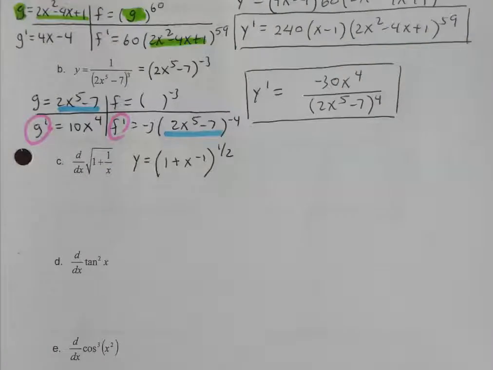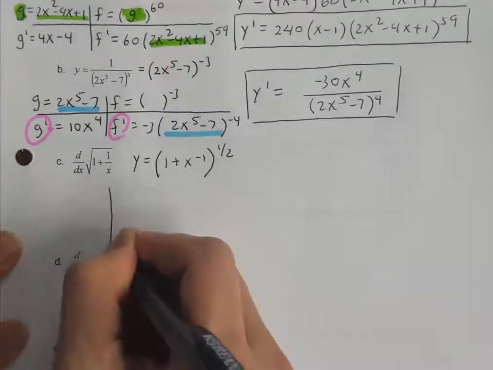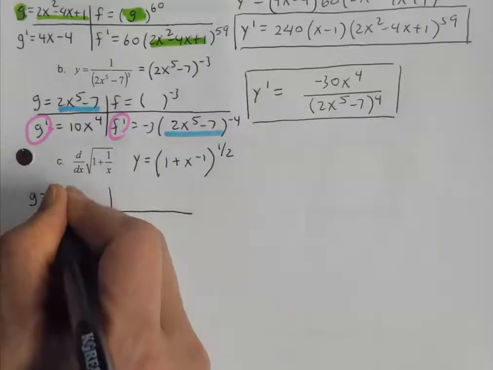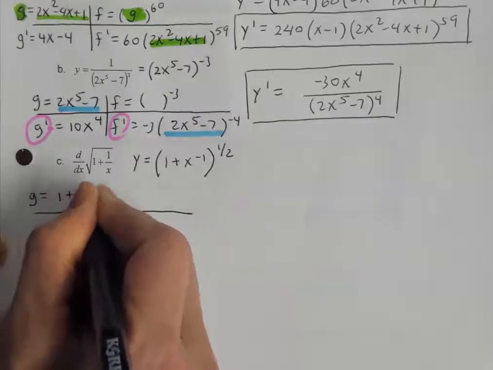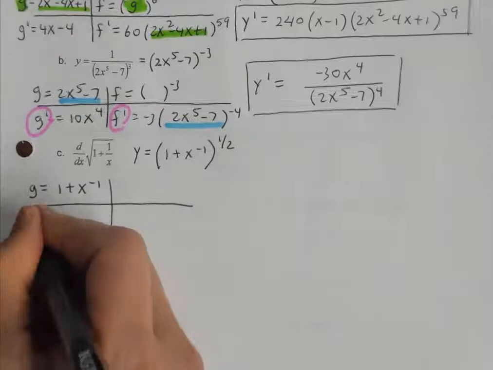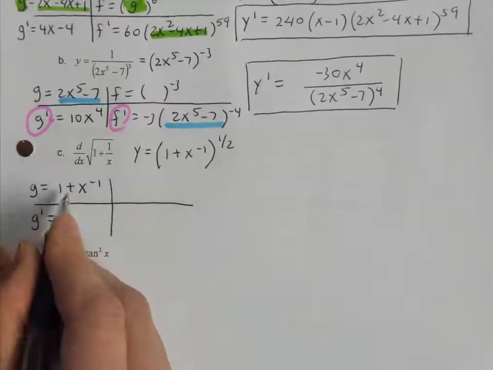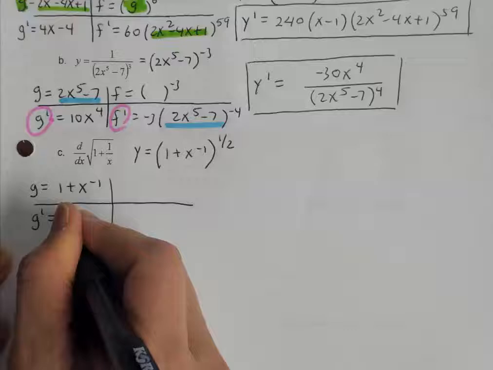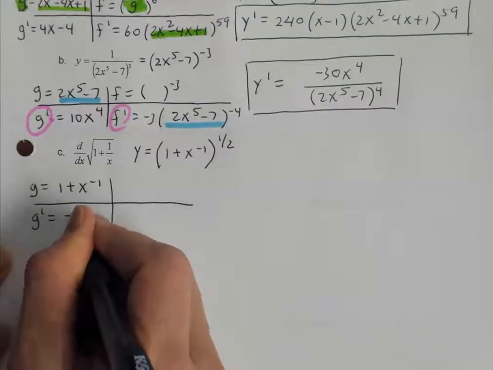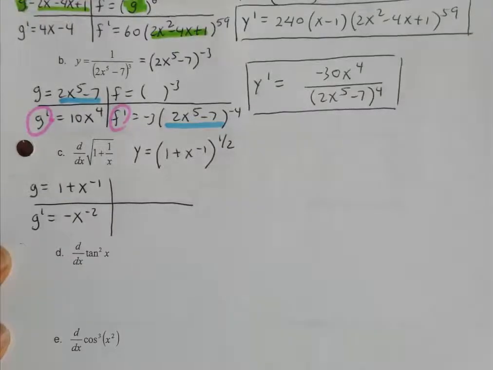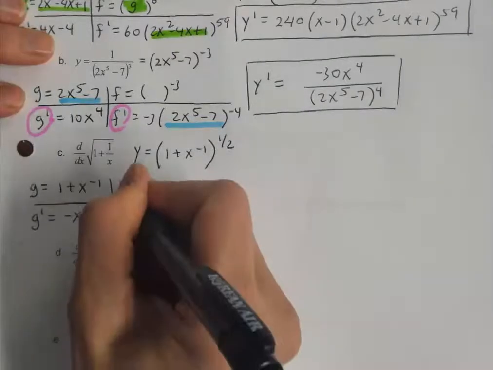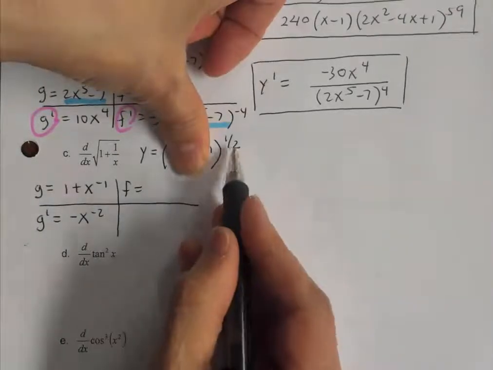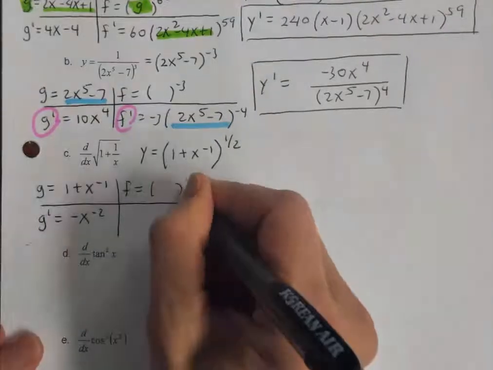Okay, so now I'll do my template. So my inner is going to be my g, so that'll be 1 plus x to the negative 1. And then that derivative is g prime, so the 1 will go away. And then x to the negative 1, use your basic power rule. So it's negative x to the negative 2 power. And then my outer is going to be f, which is something raised to the power of a half. Something raised to the half.